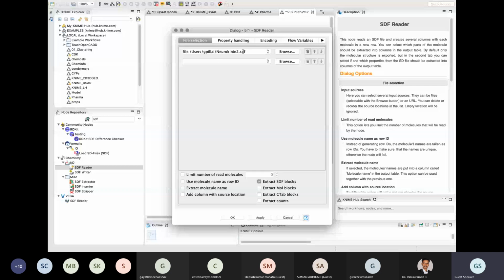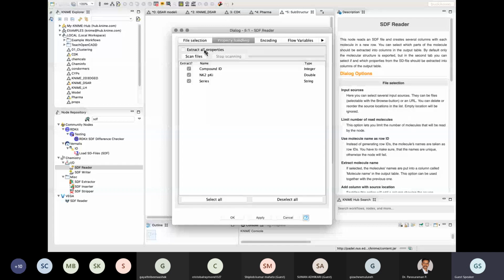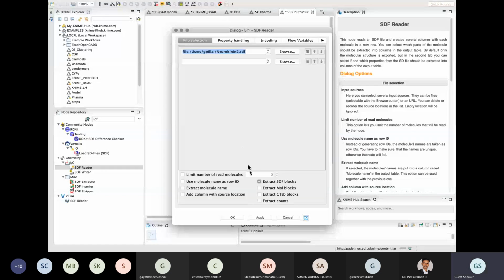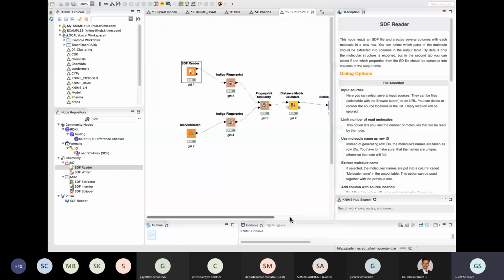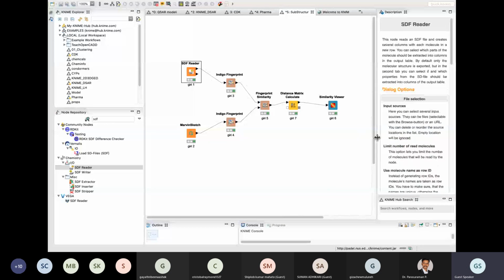I already have a data set opened. You can browse and open an SDF file. Property handling, you can scan or extract all properties or scan properties. Now I can see there are 191 molecules in this data set. I only have 3 columns: compound ID, NK2 pKi values, and the series. A pKi value is a number, compound ID is an integer 1, 2, 3, and series is a string, some text, right? And then you have to click. I'm clicking X because I have already run this. I don't want to rerun it because it takes some time.